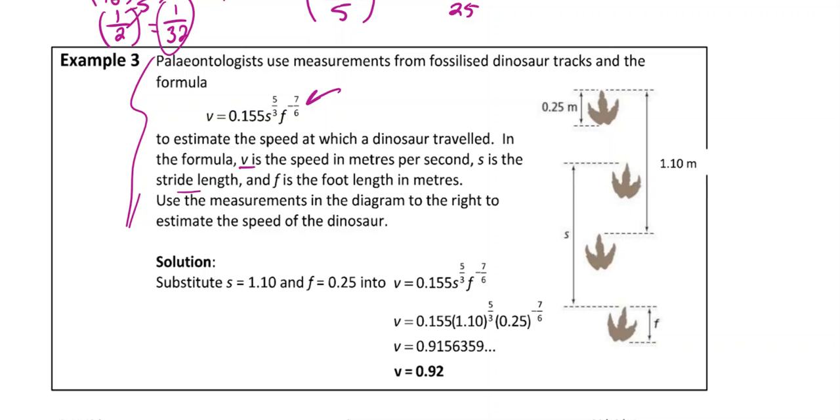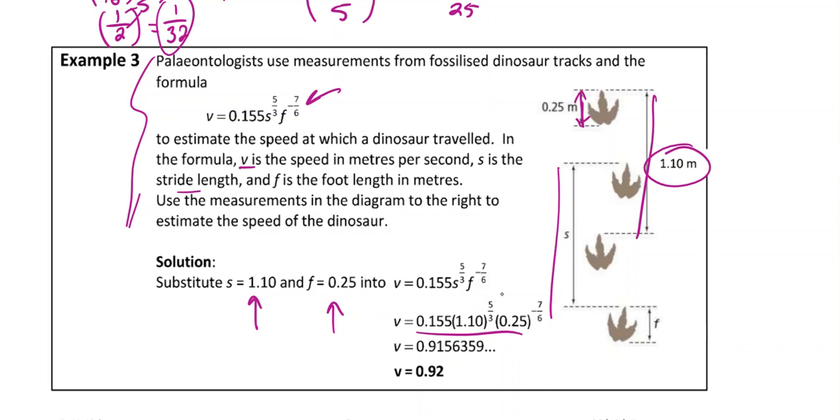Okay, so it told us that, what was the first one? S is the stride length, so that's this one, right? And they tell us that the stride length here is 1.10. Can you see that that is the same length as that, right? The stride length. So we're just going to replace S with 1.10. F is going to be our print mark, so that's going to be 0.25. And then we really just throw those numbers into the equation.